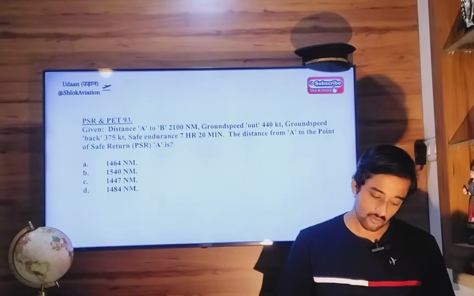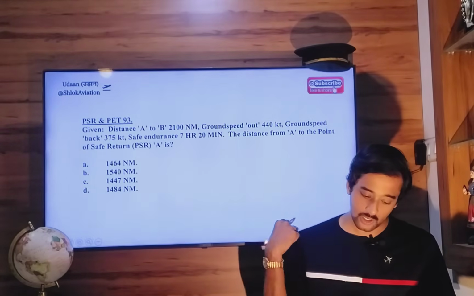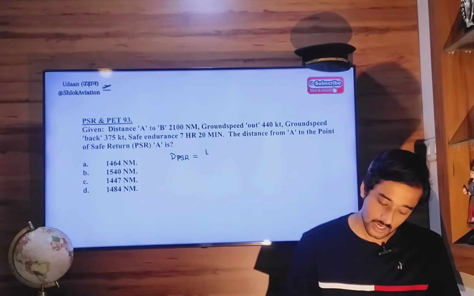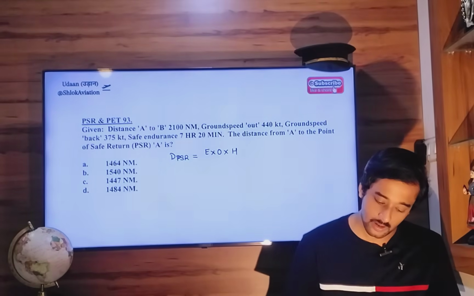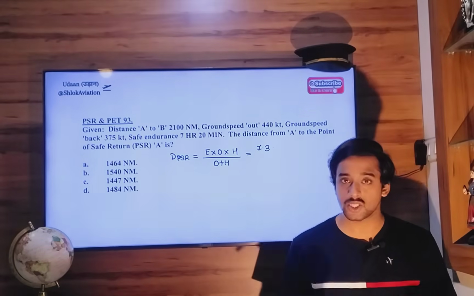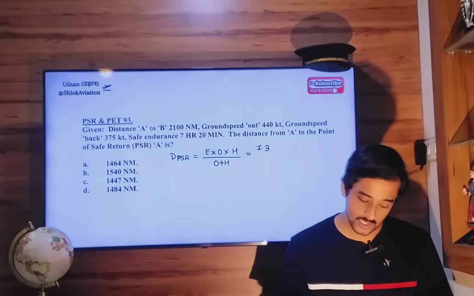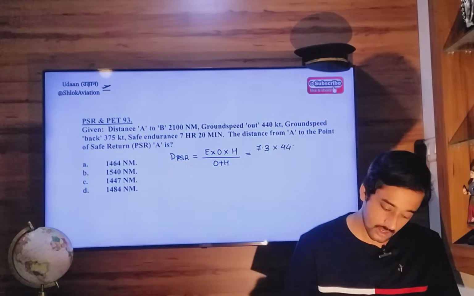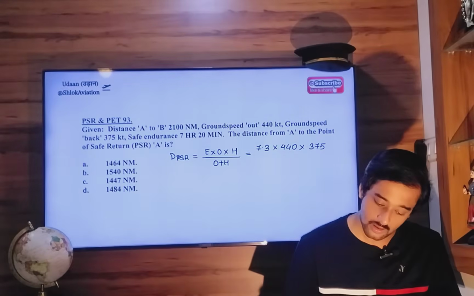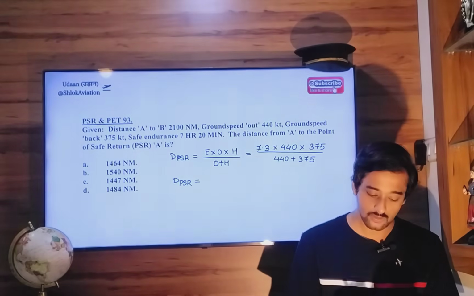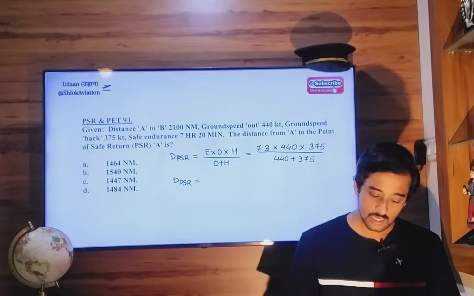Next 93. Distance, again similar question. What is the distance to the point of safe return? So it is equal to endurance into outbound into homebound divided by outbound plus homebound. So 7.3. 7 hours 20 minutes is equal to 7.3, where point 1 equals to 6 minutes into 440 into 375 divided by 440 plus 375. 815.